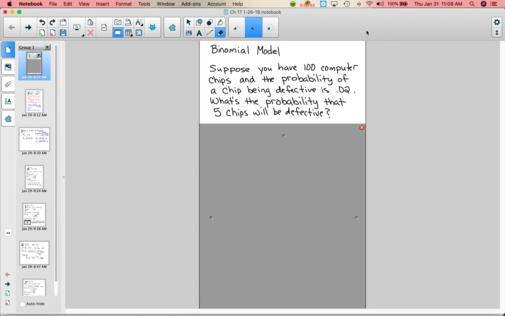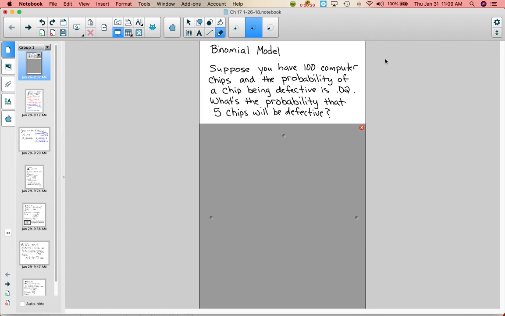I'm going to talk a little bit about the binomial model today. Some of this is going to be what I went over in class, for those of you who are absent. So suppose you have 100 computer chips and the probability of a chip being defective is 0.02. What's the probability that 5 chips will be defective?